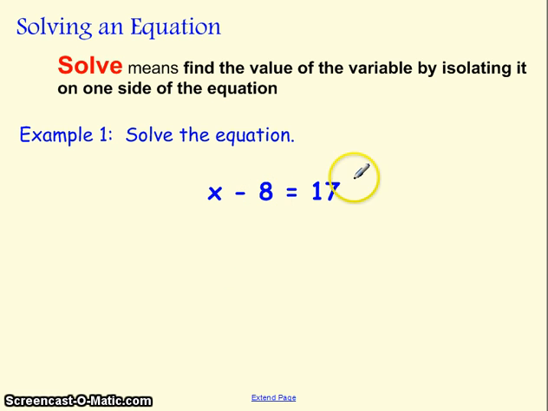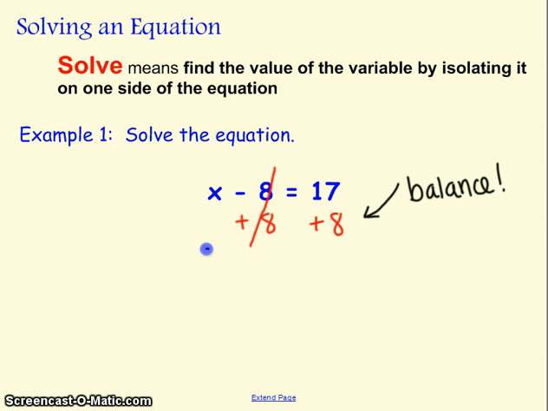So number 1, we have x minus 8 equals 17. And the reason that x is not isolated in this equation is because there's this negative 8 in the equation. So we need to somehow get rid of this negative 8. And the way that we're going to get rid of the negative 8 is we're going to counteract it with a positive 8. Because if you add positive 8 to this side of the equation, those 8s will go away. But because we did it to one side, we need to do it to the other side to balance.